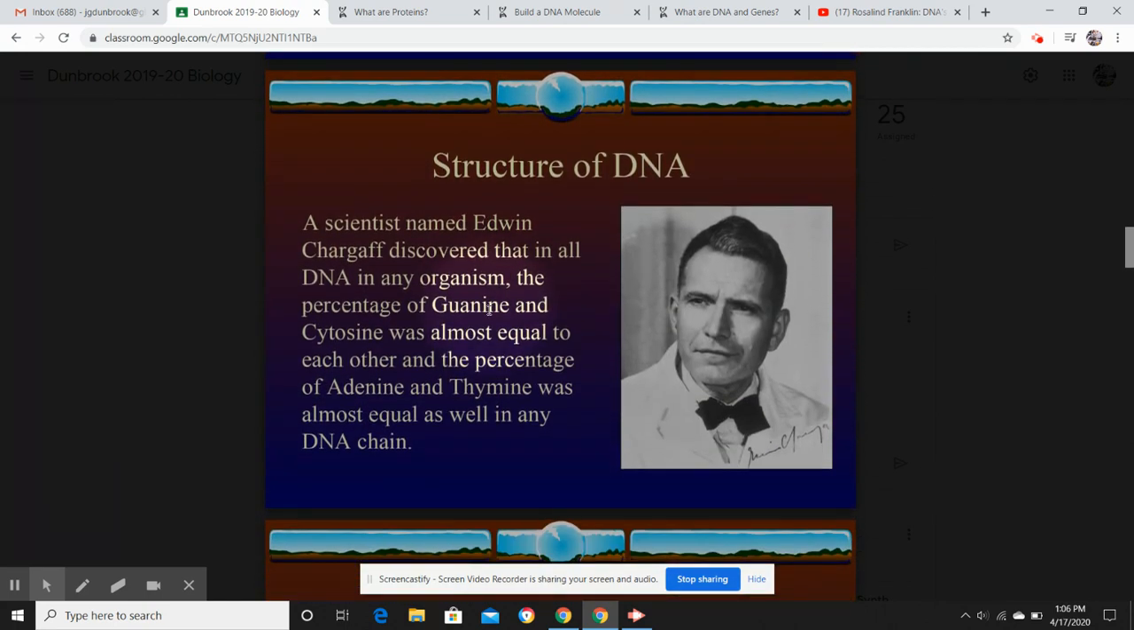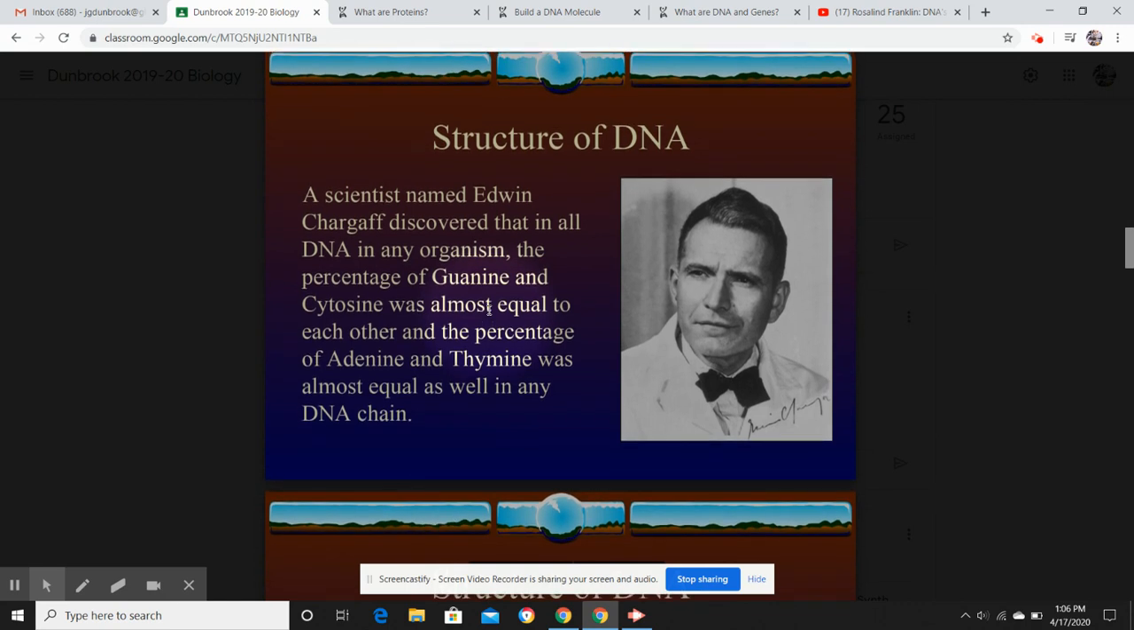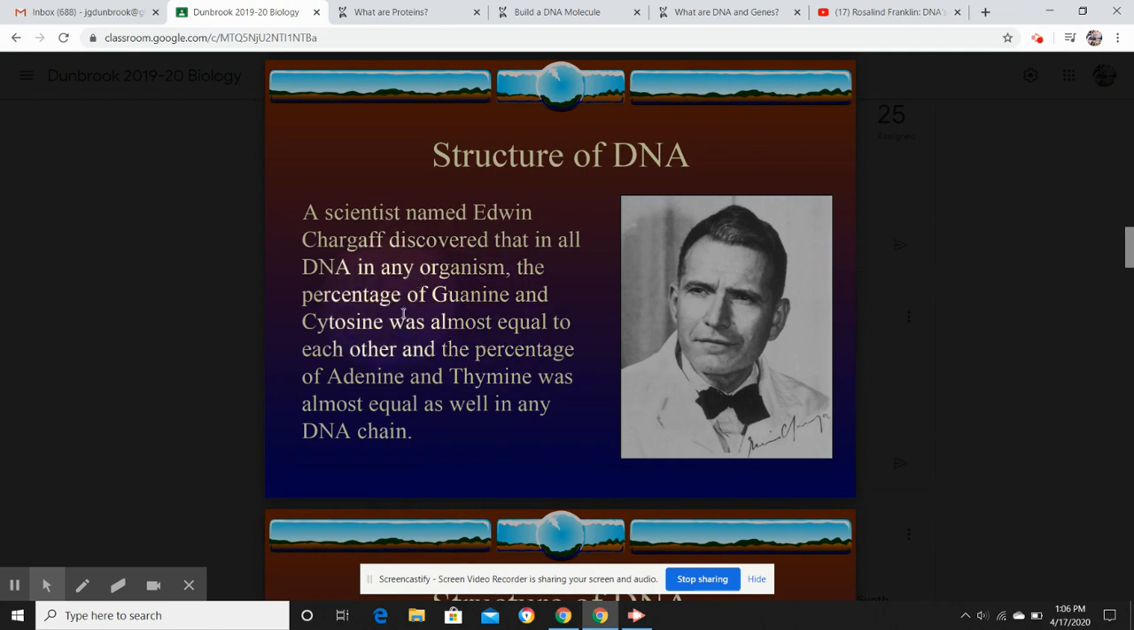And here's our old friend, Edwin Chargaff. And here's what he discovered. He started doing some research on DNA. He discovered that the amount of guanine was always equal to the amount of cytosine in any organism's DNA, no matter what, a bacteria, a tree, a person, a spider, a monkey, you name it. So he said, all right, why is the amount of guanine always equal to the amount of cytosine? And he also discovered that the amount of adenine was always equal to the amount of thymine.